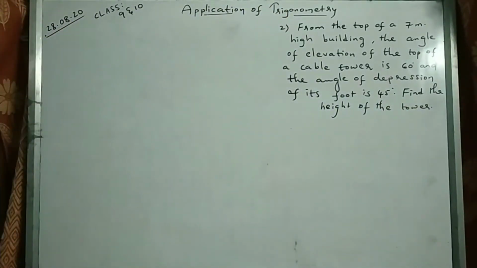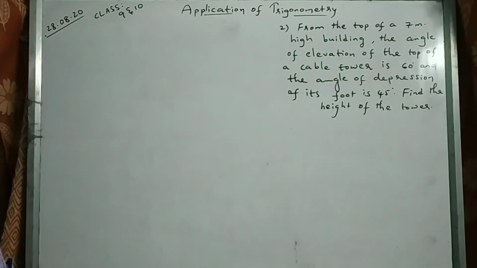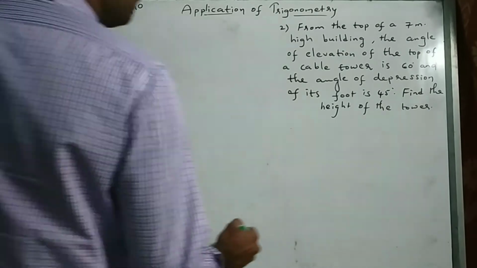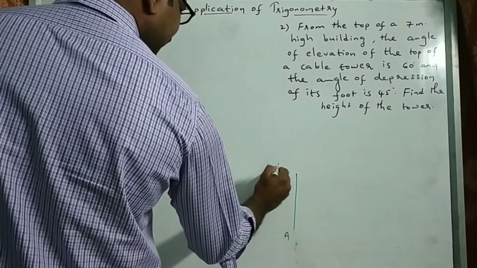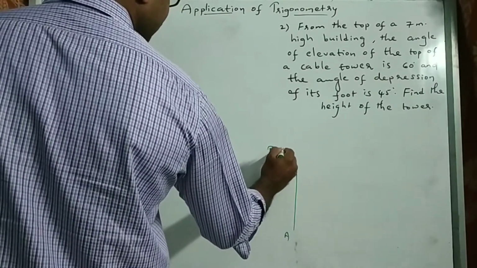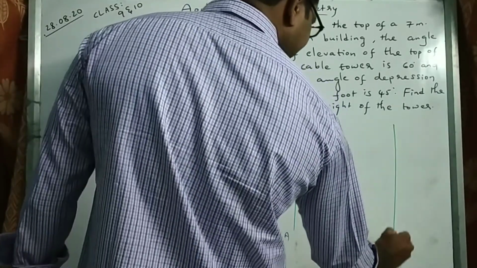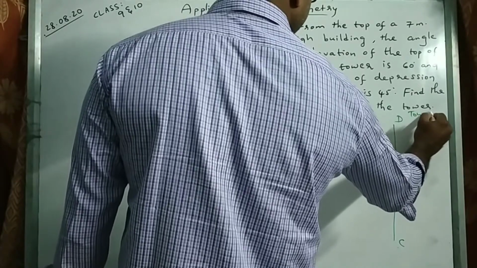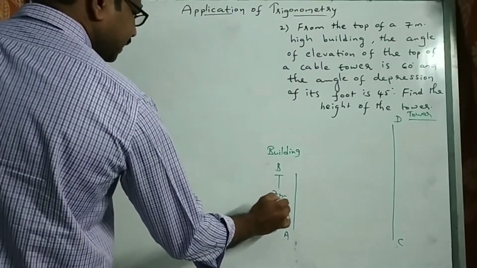Okay? Look at the question. Same model but small change. Before we were given the angle of depression, now the angle of elevation. From the top of a 7-meter high building, I am taking one building here. AB is the building. And one cable tower I am taking here. So CD is the cable tower. So the height of this building is 7 meters as before.